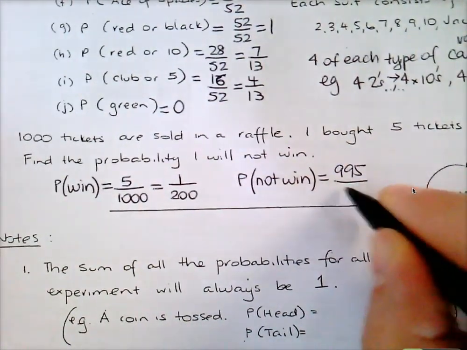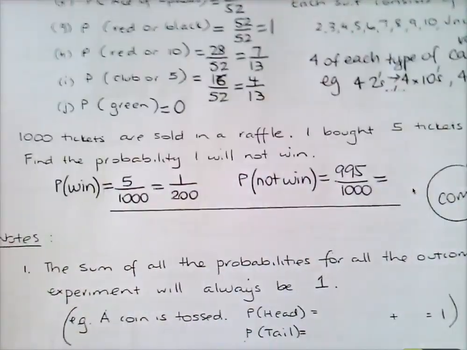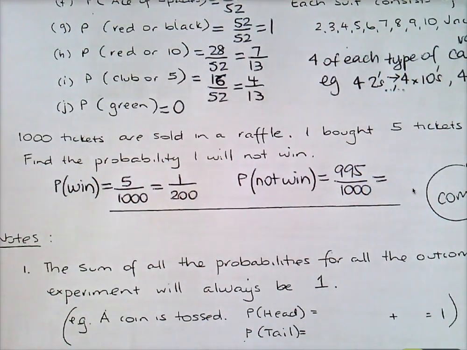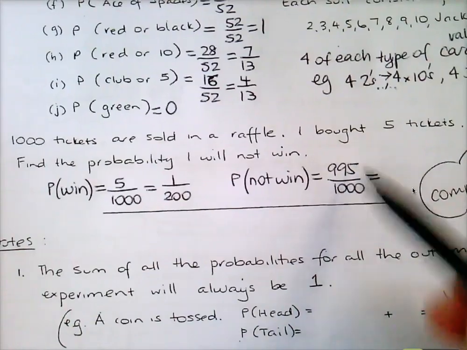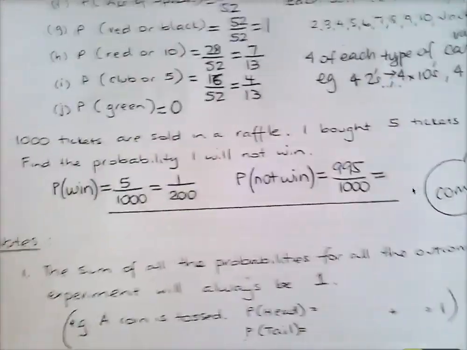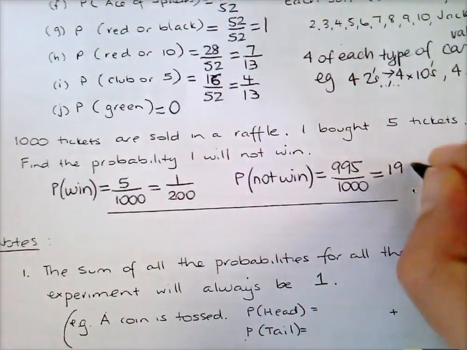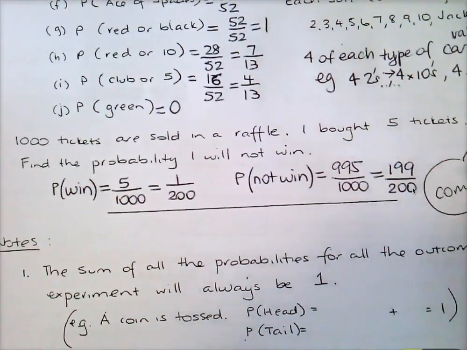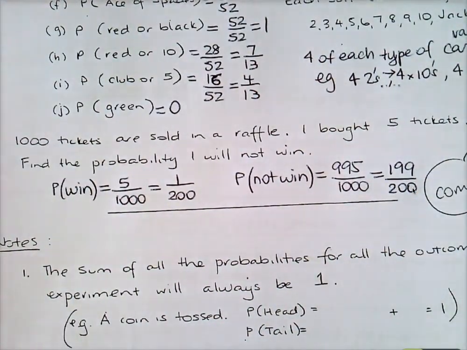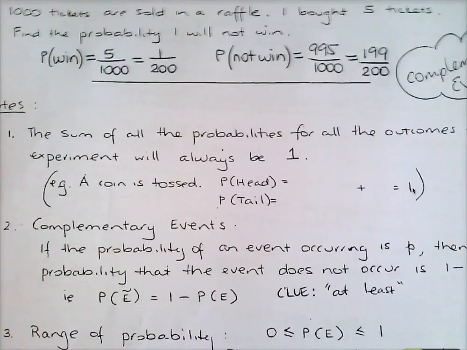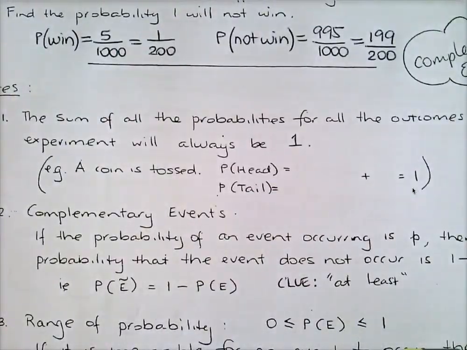And what's the probability that you will not? So this is how we write. Probability of win is that, but you can just do not win straight away. 995, yeah, you've got 995 chances out of 1,000 that you don't win, and then put it on your calculator. Without putting it on your calculator, if winning's 1 out of 200, what's not winning? 199 out of 200. So if you put 995 over 1,000 into your calculator, you should get 199 over 200.